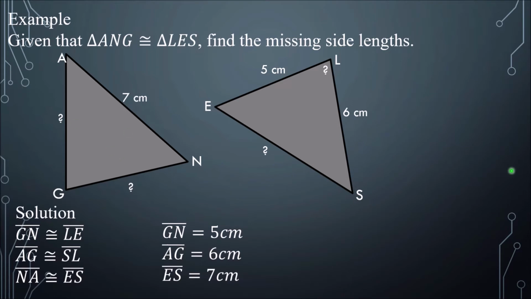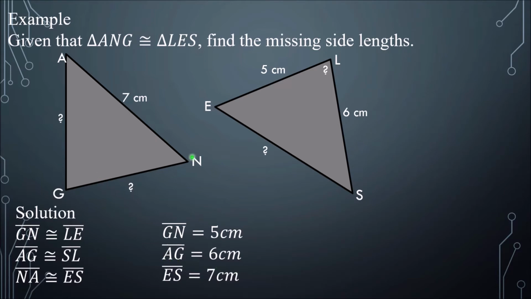Now let's have another one. Given that triangle ANG is congruent to triangle LES, now find the missing side lengths. So side lengths, segment GN, or side GN, corresponds to side LE. Since LE is 5 centimeters, then GN is also 5 centimeters. AG corresponds to SL. Since SL is 6 centimeters, then AG is equal to 6 centimeters also.